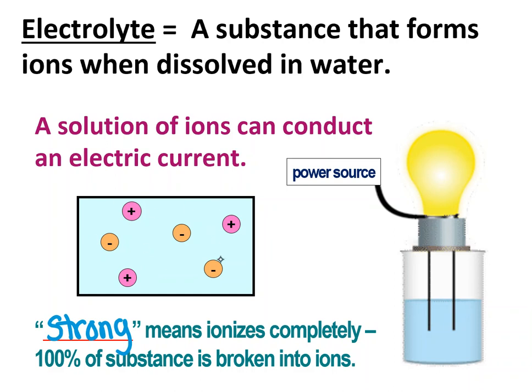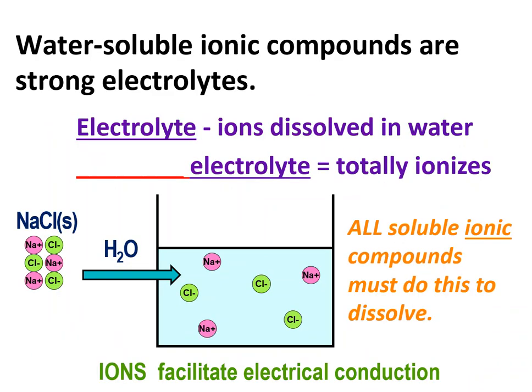The way you get the ions is you have an ionic compound that dissolves, it breaks apart to form ions, and if it 100% breaks apart to form all ions, we call that strong, as in a strong electrolyte. Water-soluble ionic compounds are strong electrolytes. As we know, when they dissolve in water, they have to break apart into their ions. Since strong means they totally break apart, a strong electrolyte means it's totally ionized.